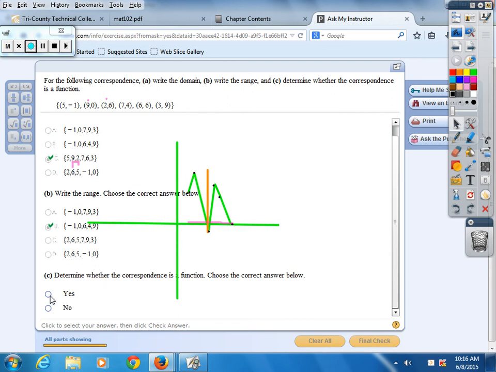Yes, it is a function. We've already done that. And the orange line tells you that also because it only crosses one time right there. So it is a function. Okay?